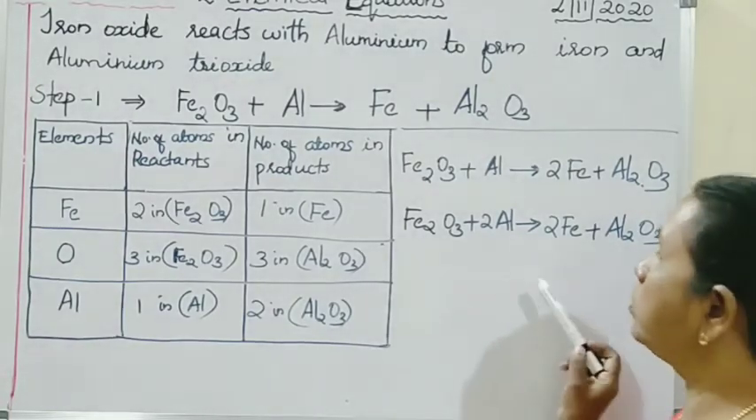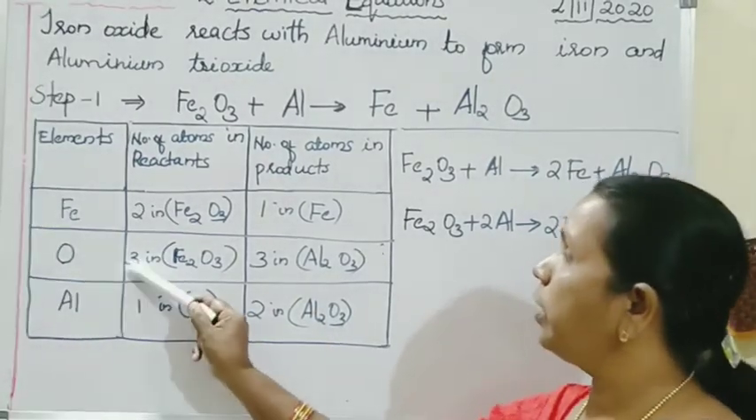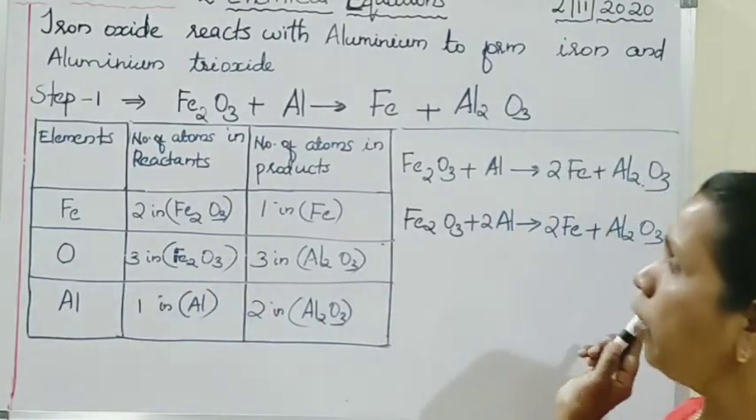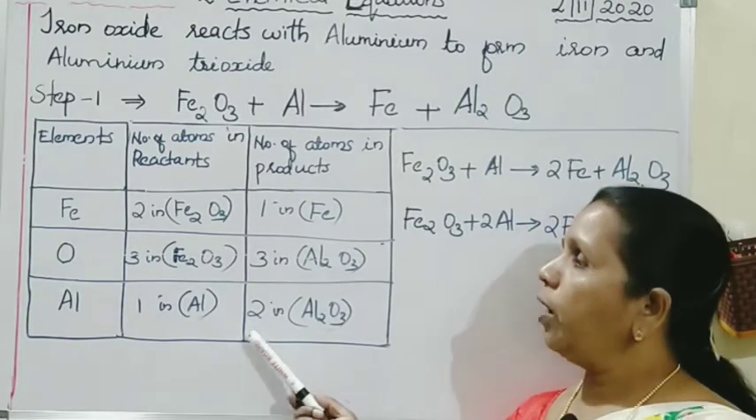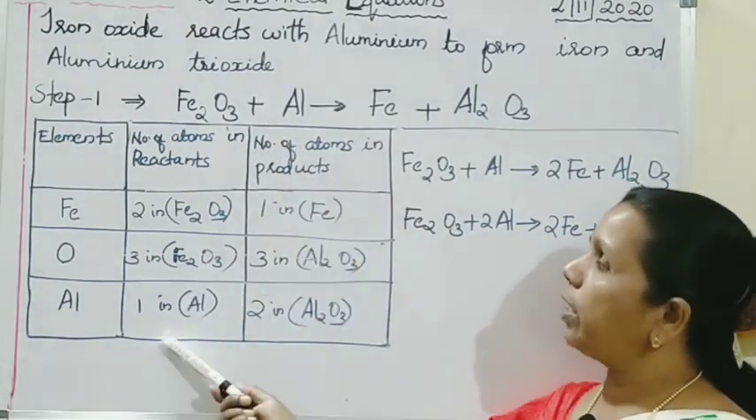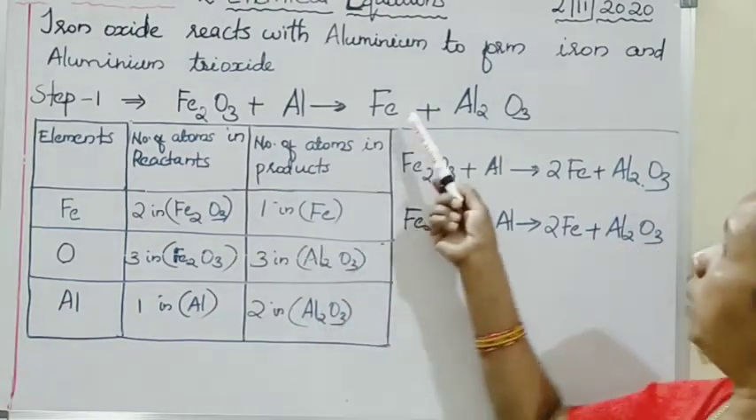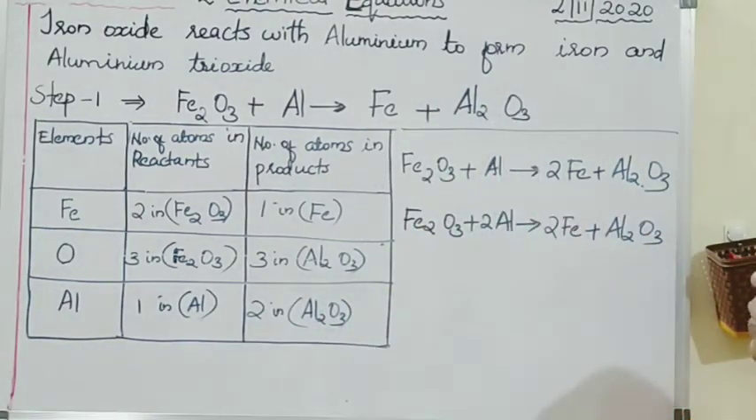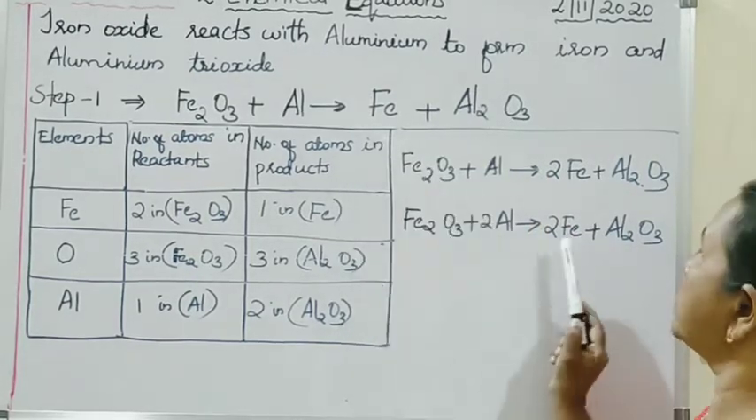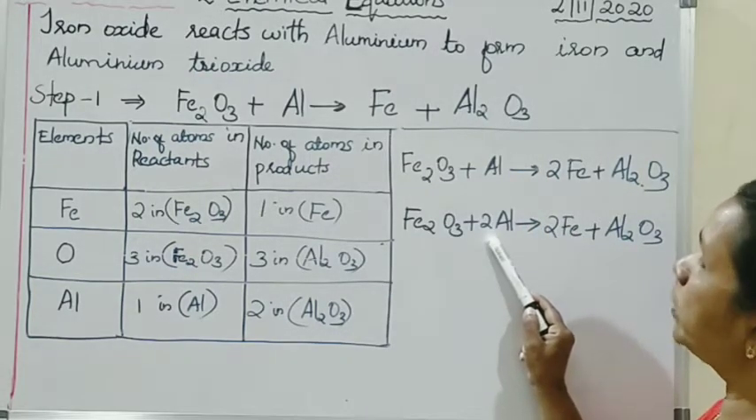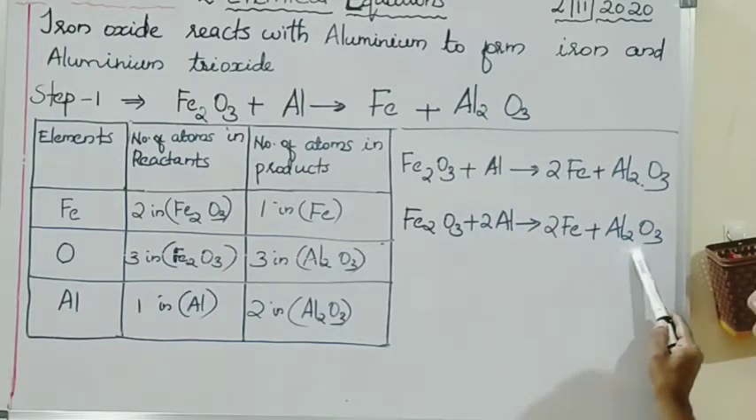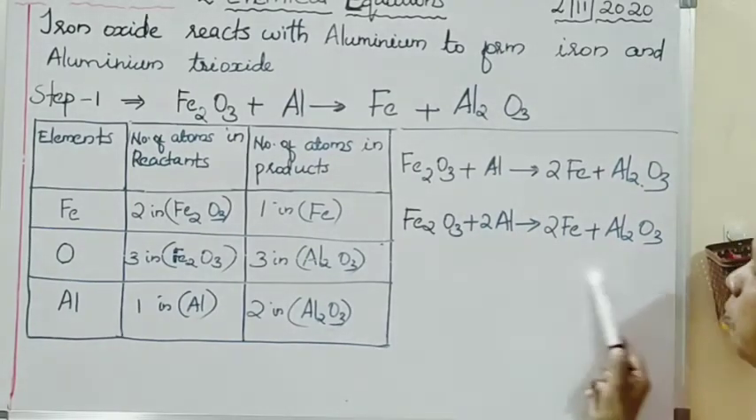Oxygen is 3 on the LHS and RHS, already balanced. Now aluminium is still remaining. Aluminium is 1 on the LHS, the reactant side, but on the RHS 2 aluminium atoms are there. Then what do we have to do here? We keep 2 as the coefficient. Now we have 2 Al, and here also 2 aluminium atoms. Now this equation is balanced.